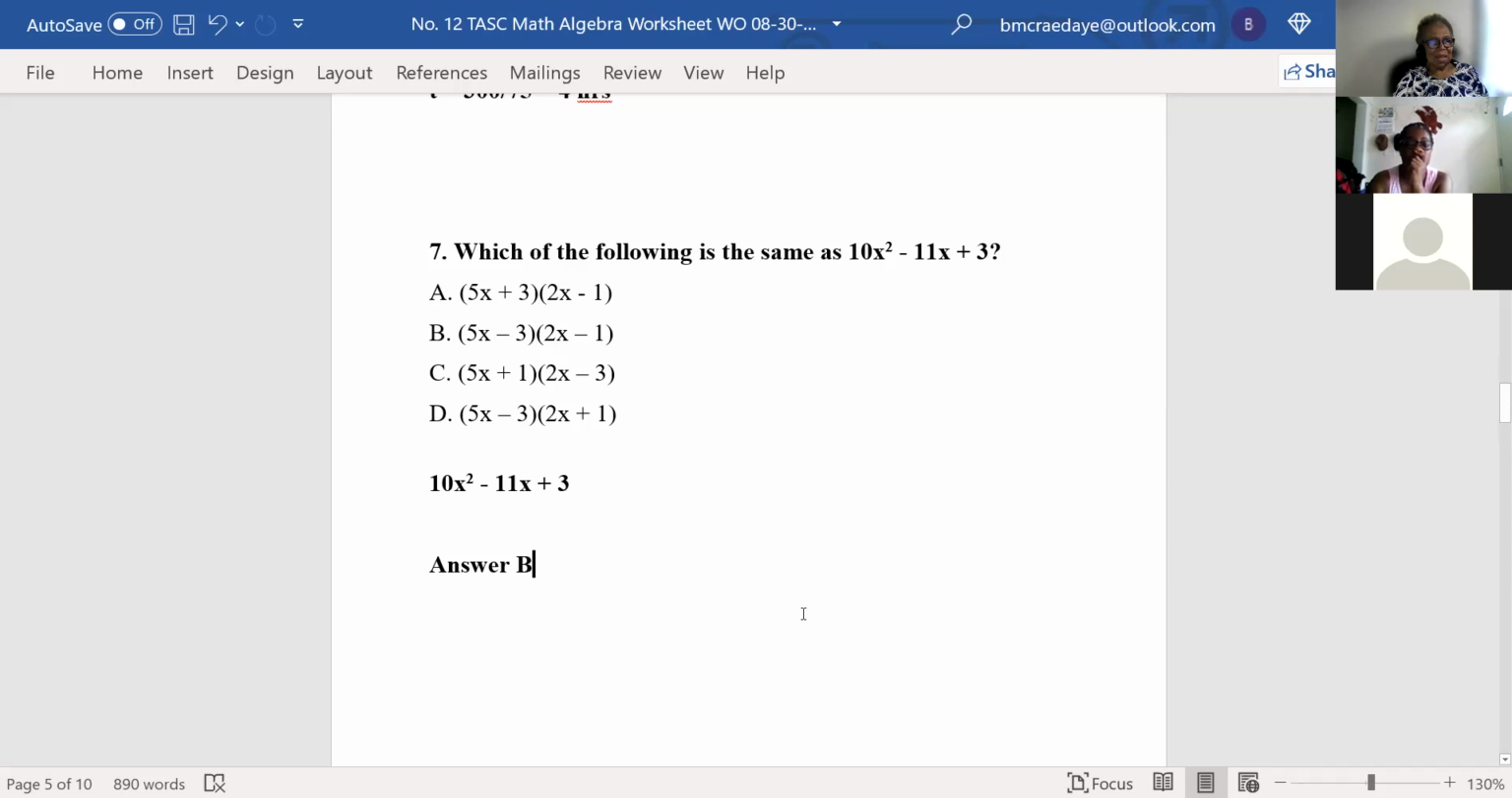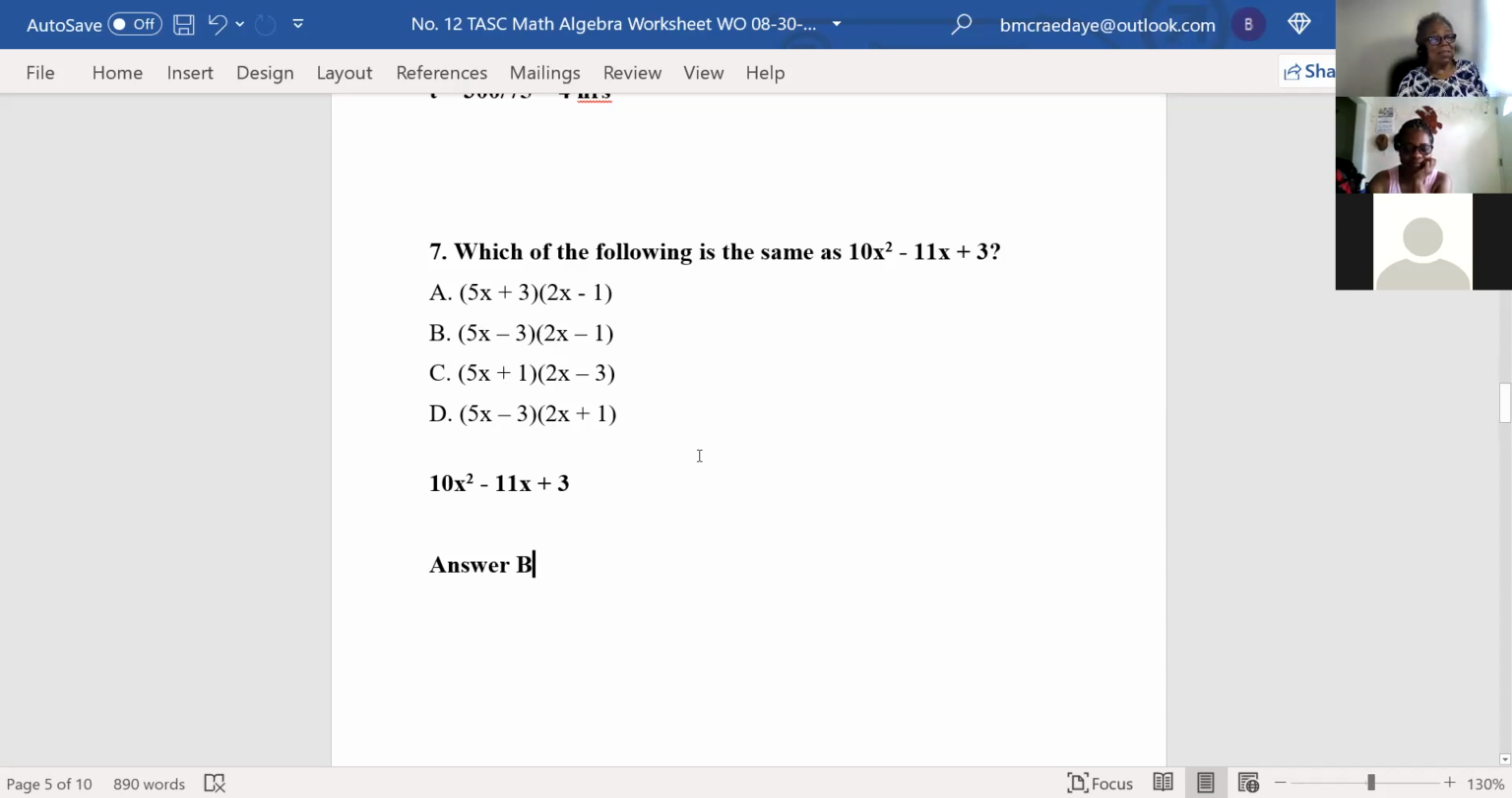But they're not the same. This one says 5x plus 3. This says 5x plus 1. This says 5x minus 3. So the factors are different, right? Okay. Yeah, the factors are different. Go ahead, Maureen. What else did you do? What did you say your answer was? I had said C. And why did you say C? I don't know.